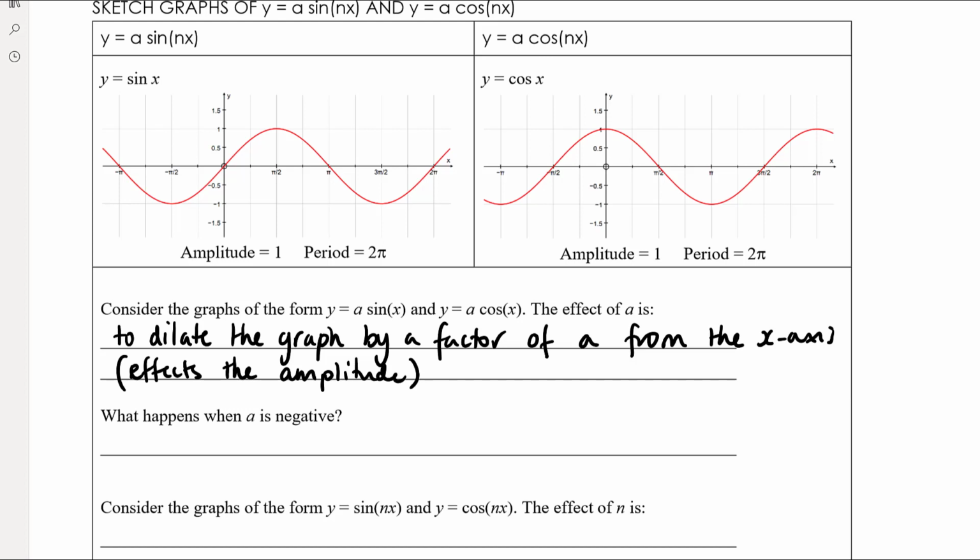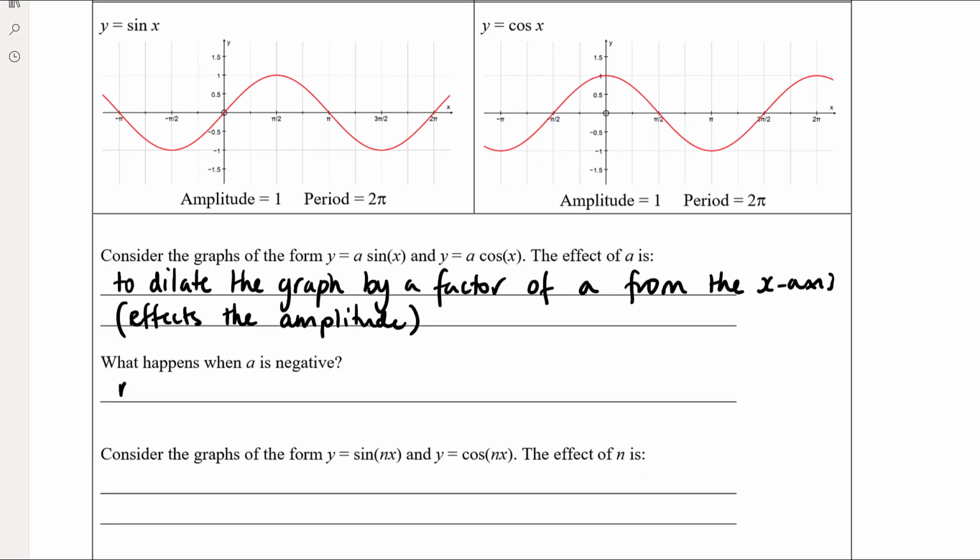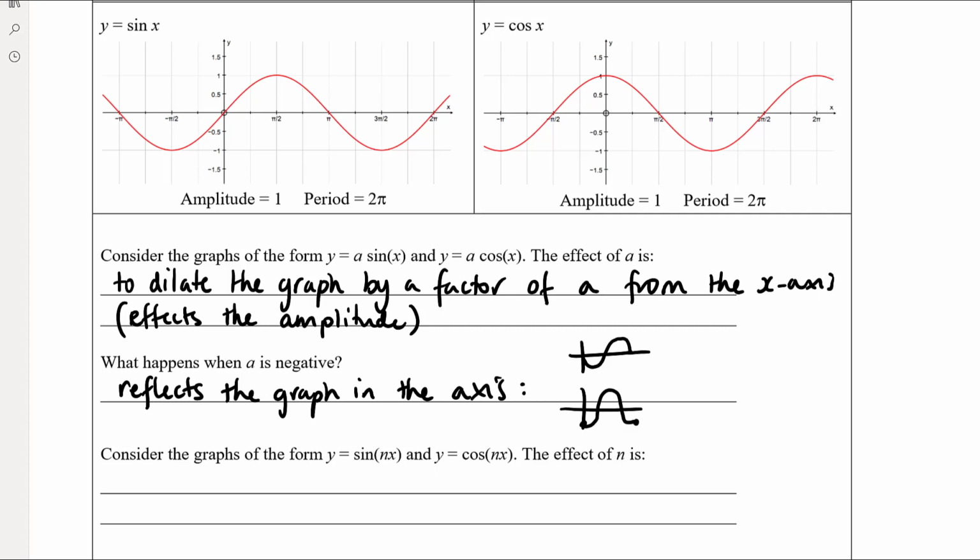What happens if a is negative? So if a is negative, the graph is reflected in the x-axis. So for the sine graph, that will mean the graph goes down and then up first. For the cosine graph, the graph will start at the bottom and then go up and back down.